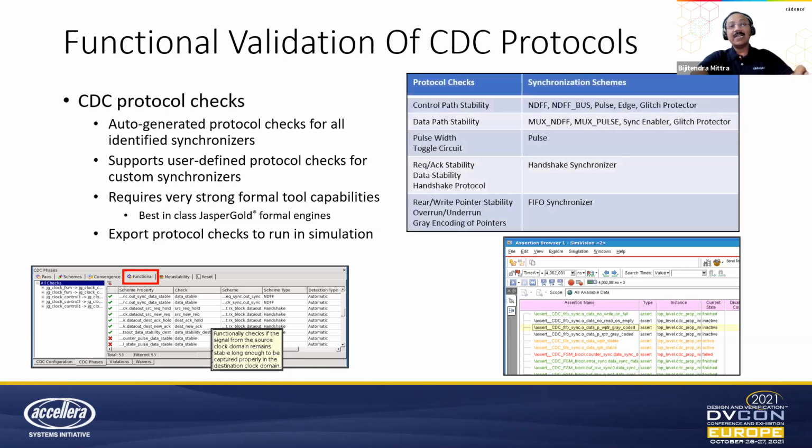Now, this is a list of protocol checks. It's not an exhaustive list, but it's an indicative list of the kind of protocol checks JasperGold is capable of generating, and also the synchronization schemes that are supported for automatic identification. And as you can see, most of the synchronization schemes are covered, and they are also covered under the protocol checks.